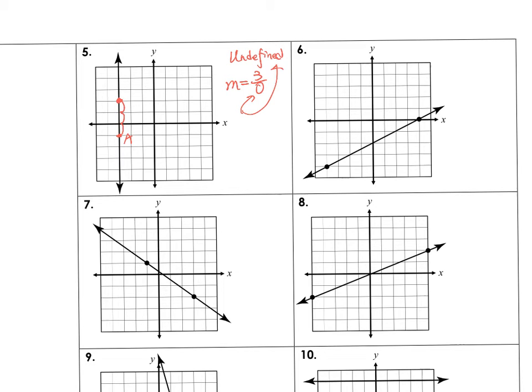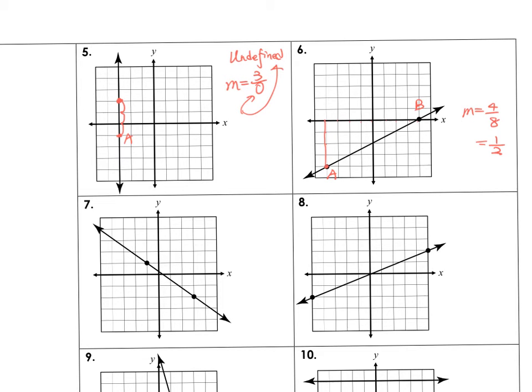Now let's look at number 6. Point A, point B. Rise by this much. 1, 2, 3, 4. Rise by 4. Run to the right. 1, 2, 3, 4, 5, 6, 7, 8. So run by 8. I simplify it. It's 1/2. All right.